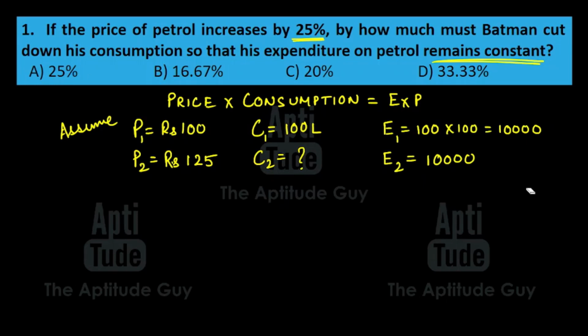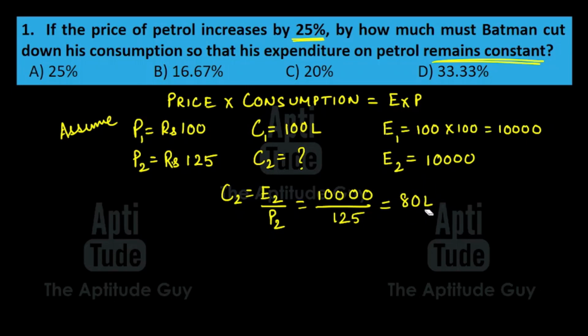We have the data right here. Now, how much should the consumption decrease? All we have to do is find the consumption here, right? Now, price into consumption equals expenditure. So consumption will be equal to expenditure divided by price. That is equal to 10,000 divided by the new price, 125. When you calculate it, you will get 80 liters as the answer.